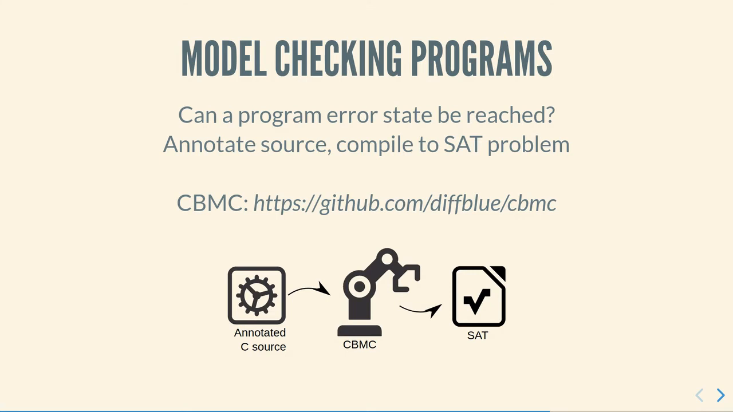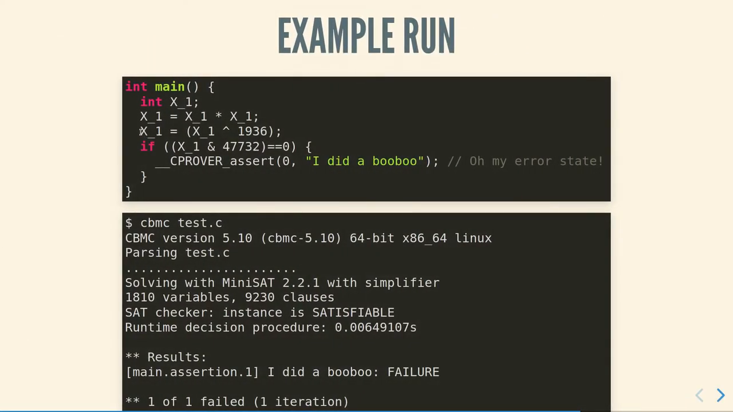Now, one tool to do this is called CBMC, as the GitHub link shows here. And the idea is that if you have a C program, you can annotate the source file with specific CBMC flags, and then CBMC will turn that into a satisfiability problem to see if the program can reach a specific error state set by those annotations. So for instance, up the top, we have a basic C program, and we have a C prover assert error state. Oh my, an error state. And so the question is, is there a path to that error state?